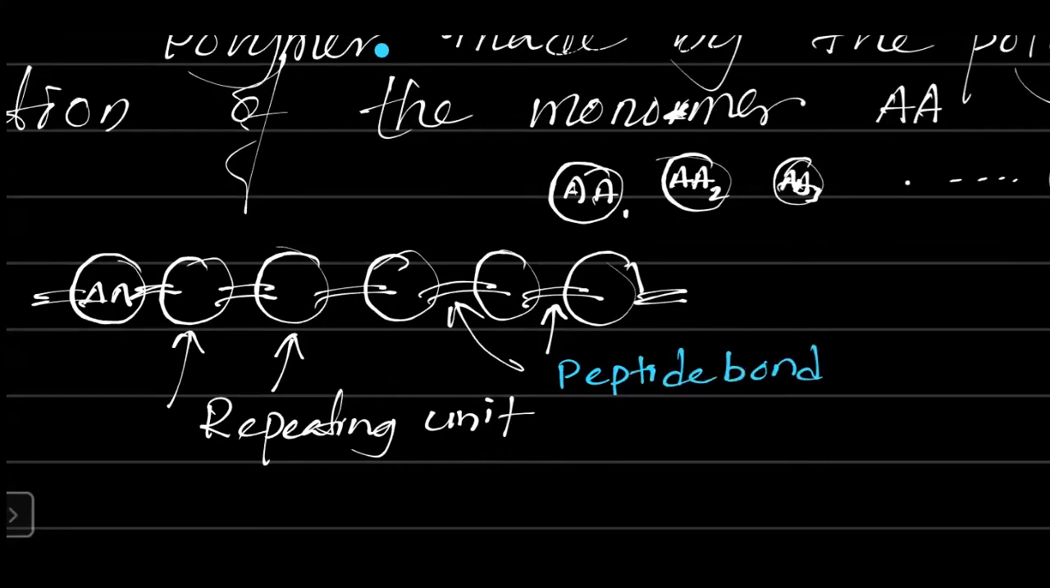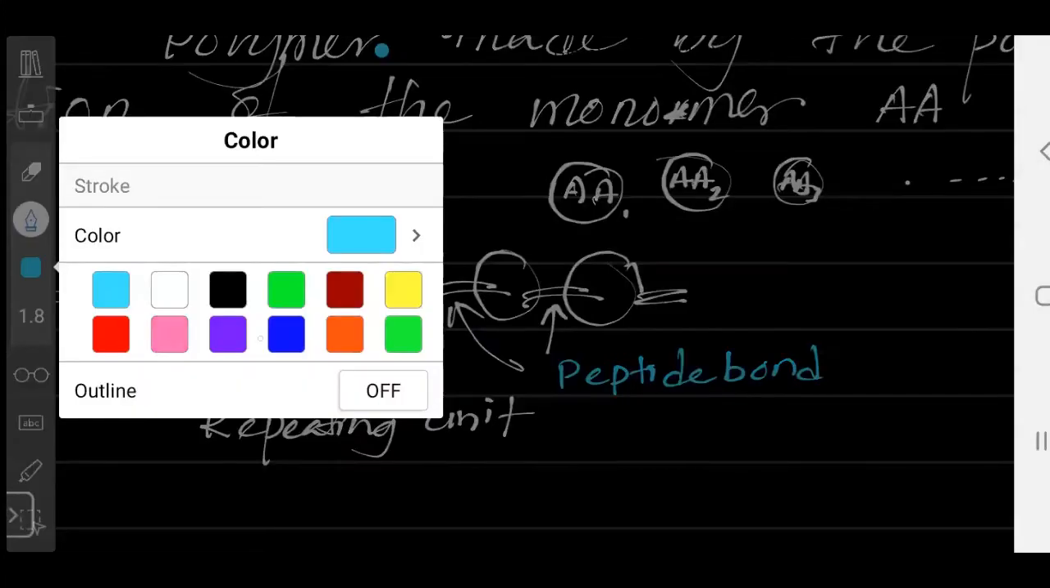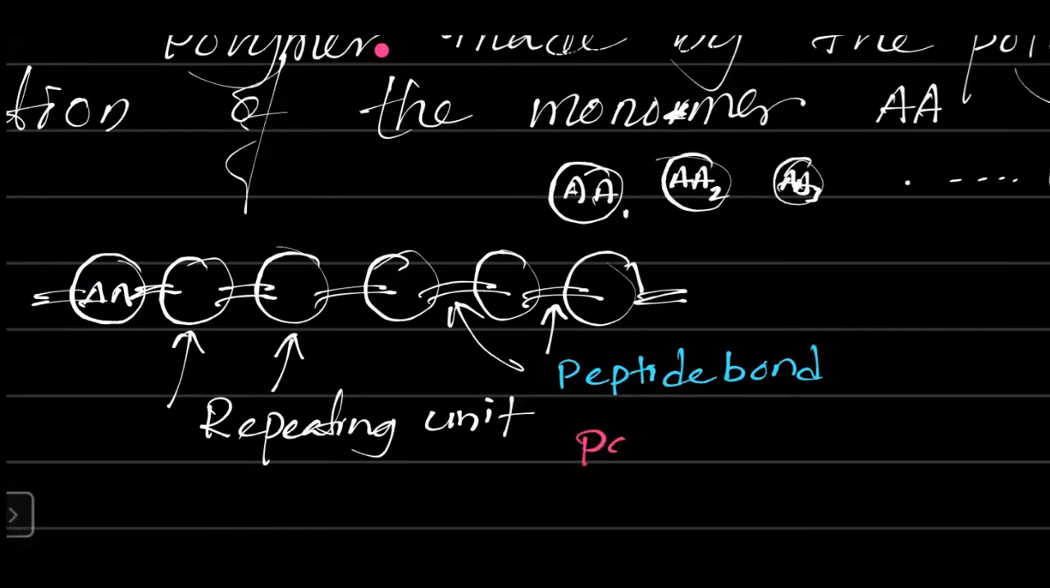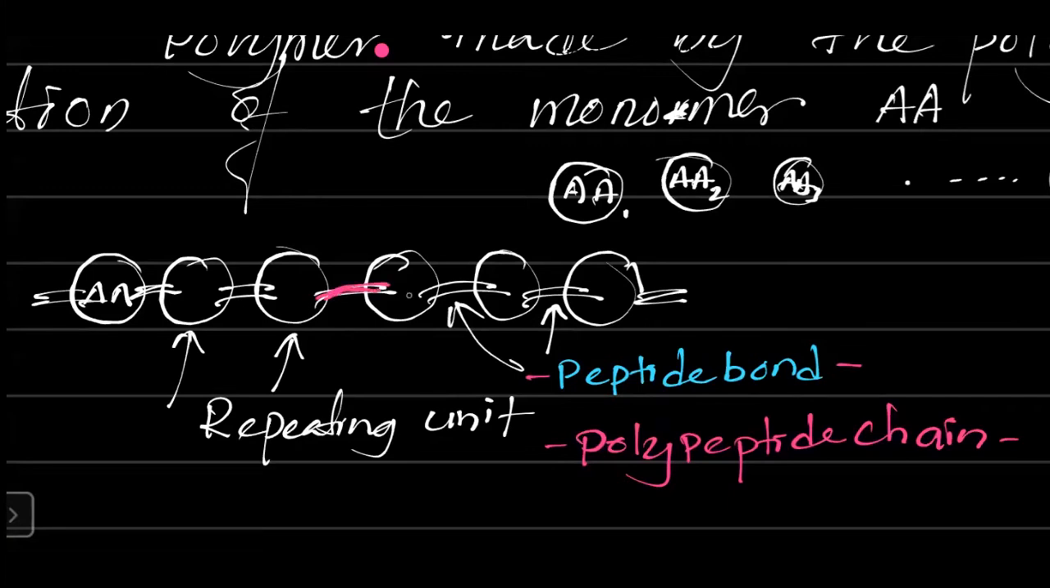Because there are many of these, this chain is called a polypeptide chain. Good. Polypeptide chain. And this chain is named as a polypeptide chain.